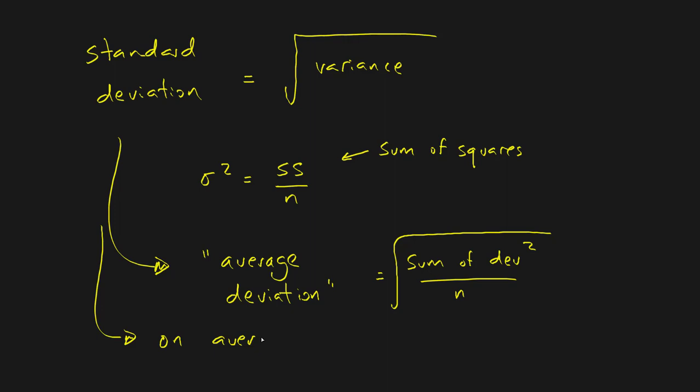On average, how much do the scores deviate from the mean?